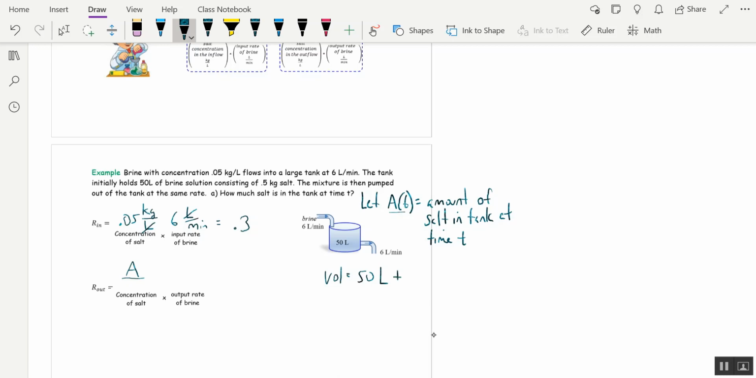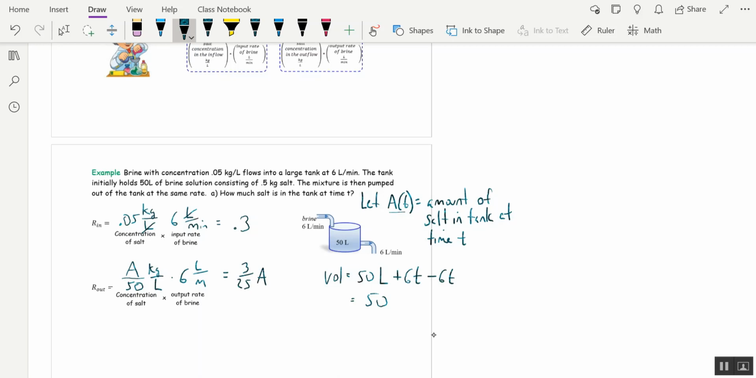And then every minute, 6 liters comes in. So plus 6t. But then every minute 6 liters goes out, so that's minus 6t. So the volume of our tank is constant at 50. So A over 50. The units here are kilograms per liter, and it's leaving 6 liters per minute. And so we get 3 over 25 times A.